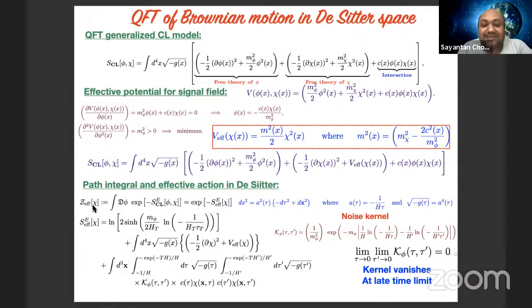Now, if you do the path integration in the Euclidean language, then you can actually calculate the partition function as well as the effective action. And you will see that at very long time limit, this interaction part of the kernel will vanish due to having this kind of specific form. It will decay very fast. But the effective potential which contains the coupling, time-dependent or space-dependent coupling, that will be there. That is very good, important information.